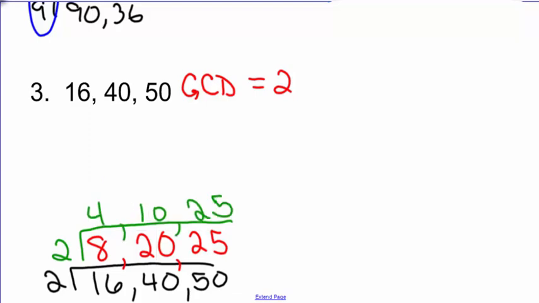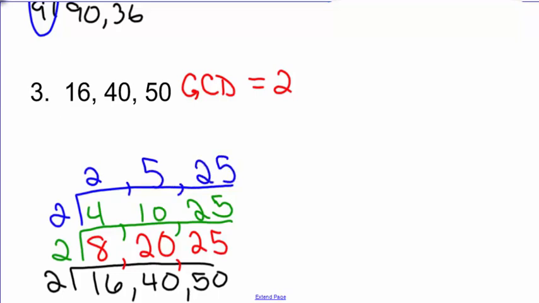And then I see that 2 will again go into 4 and 10, so I divide. 4 divided by 2 is 2, and 10 divided by 2 is 5. Again, doesn't go into 25, so I bring the 25 up. Not done yet. I look at the 5 and the 25, and I see that 5 goes into both of these. So 5 doesn't go into 2, I'm bringing that up. 5 goes into 5 1 time. It goes into 25 5 times.